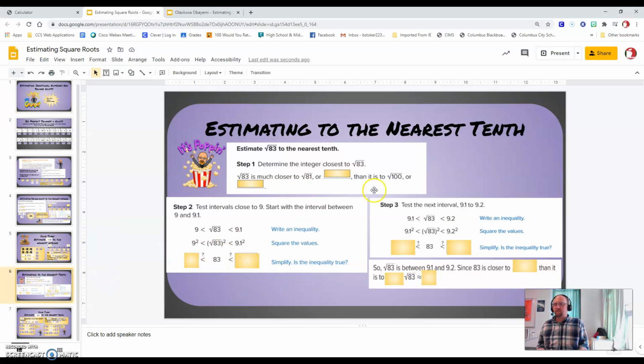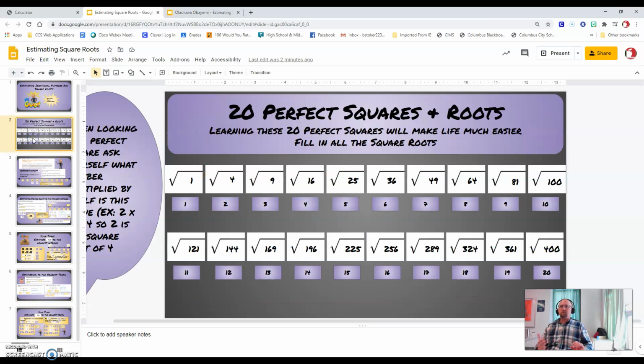We were on slide 6 today. That's where we started. And today, the question is: estimate the square root of 83 to the nearest 10th. The first thing to do is figure out what integer it's closest to. And again, the best way to do that, if you don't have all your perfect squares memorized, is to go back into the chart.